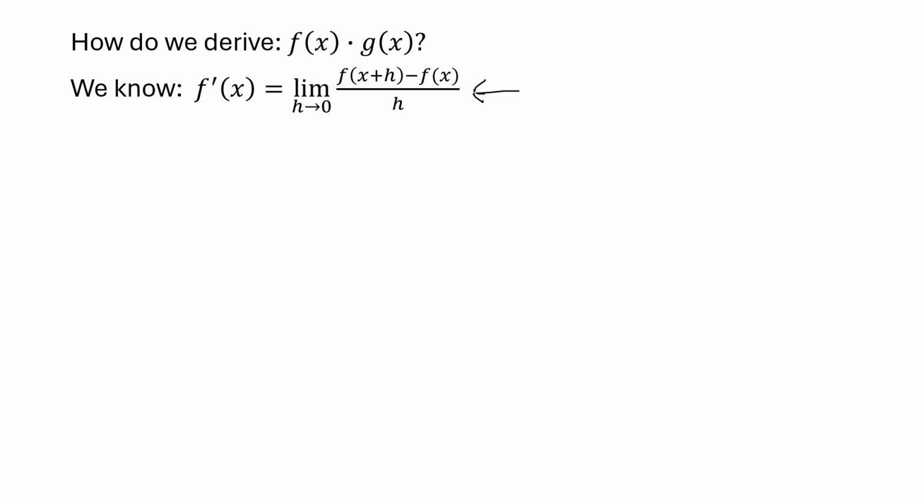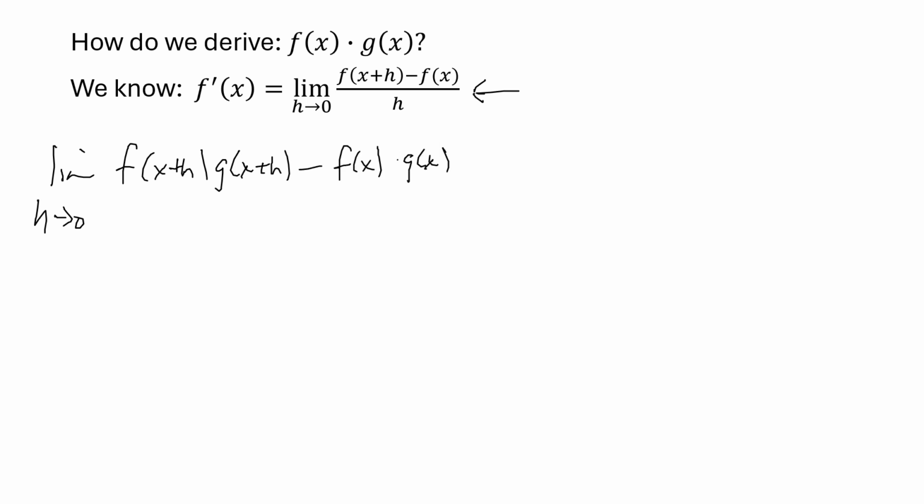What we're going to try to do is derive f of x times g of x. So the derivative of f of x times g of x must be the limit as h goes to 0 of f of x plus h times g of x plus h, minus f of x times g of x, all over h. We're just applying this definition to the fact that these two are being multiplied by each other.